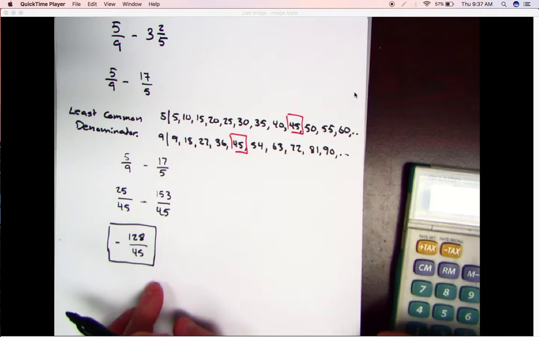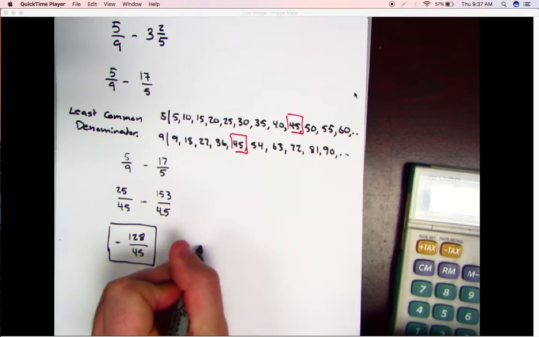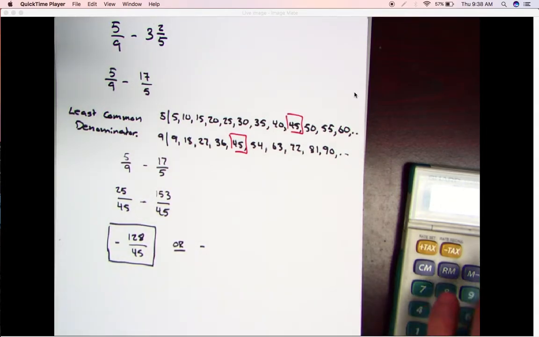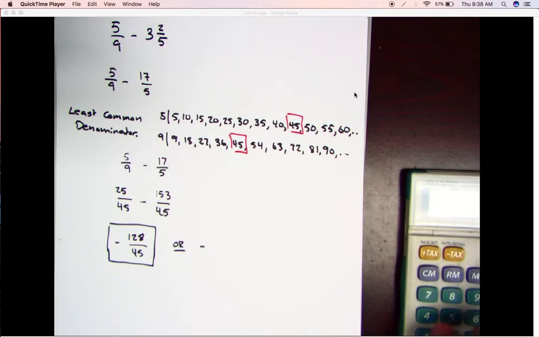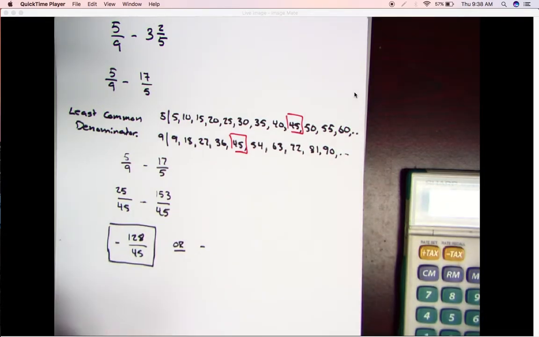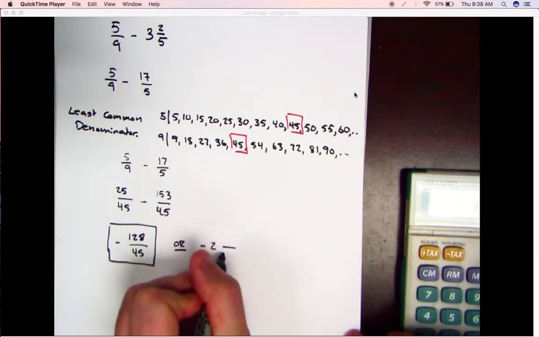Or if you want to, you can write it as a mixed fraction. So, how many times can 45 go into 128 evenly? Well, we know it can at least go into it 2 times because 45 times 1 of course is 45. 45 times 2, that gets us 90. And 45 times 3, well, that gets us 135. Oh boy, we went over. So that means this is going to be 2 and something over 45.